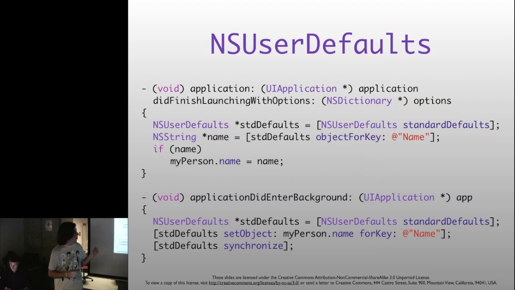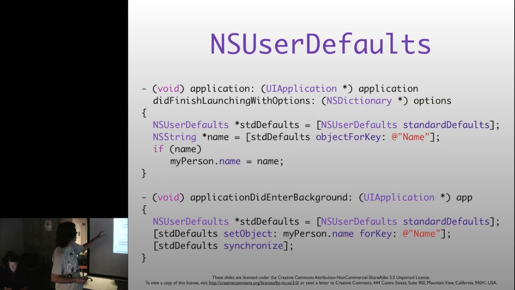And so the way you get it is you ask the NSUserDefaults class for the standard defaults. That's the singleton, so each application has a single instance of NSUserDefaults. Standard defaults gets the user defaults for your application. Then you just write to and read from it like it's a dictionary.